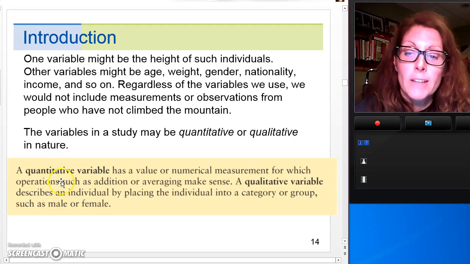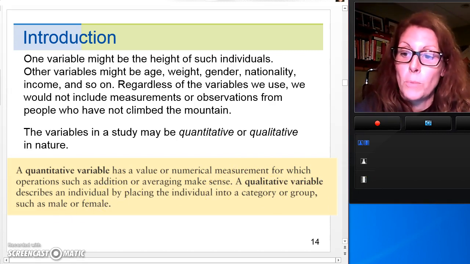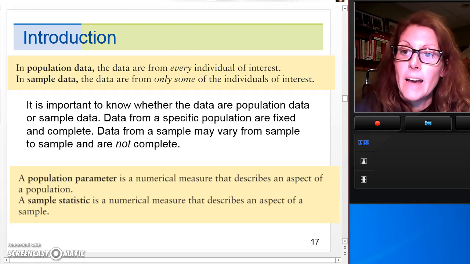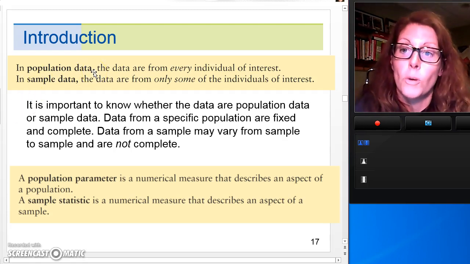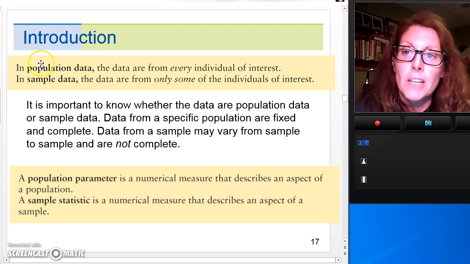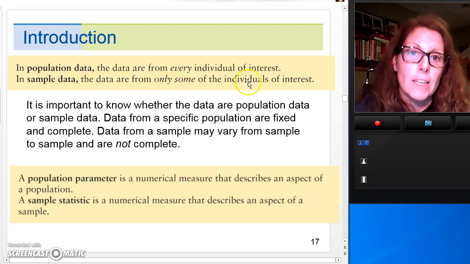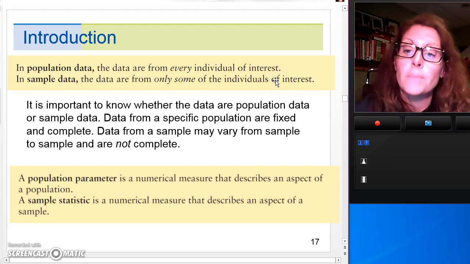Next, we also talked in class about quantitative variables versus qualitative variables. So if you can make sure you have these in your notes as well, that will be important. Moving on, the new information to put into your notes per this homework tonight starts with population data versus sample data. So population data is data from every individual of interest, where sample data is data from only some of the individuals or objects of interest.